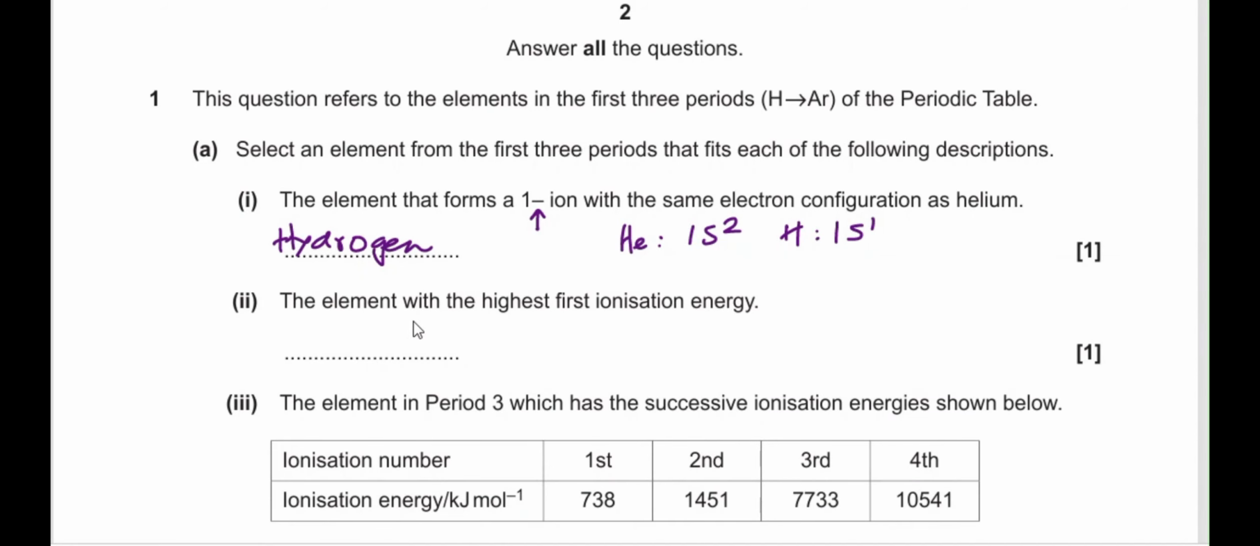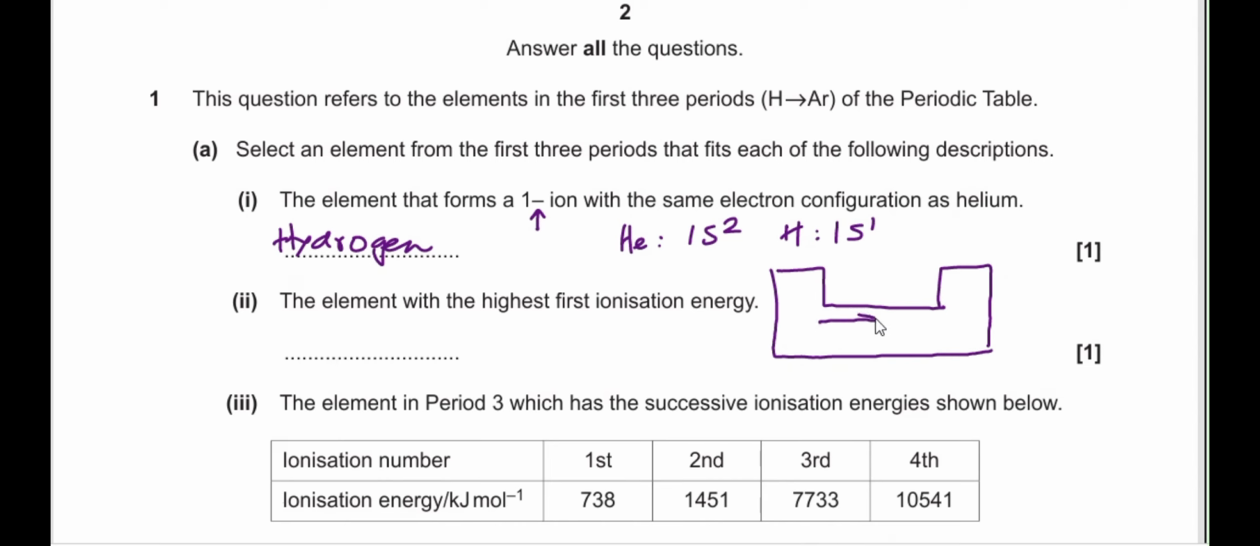Part 2. The element with the highest first ionization energy. So if you look at the trends in first ionization energy, if you go across the periodic table, the first ionization energy will increase, and down a group the first ionization energy will decrease. There are a few reasons for this. Across the period the number of protons increases and therefore there will be an increased pull, that is a positive charge pulling the electron towards the nucleus.